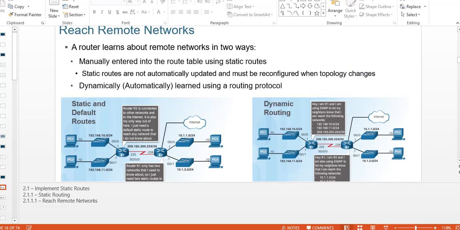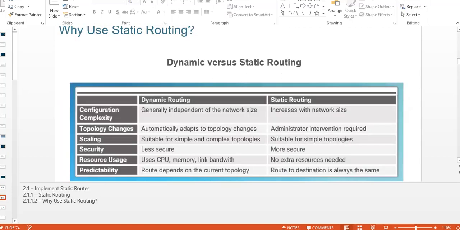A router learns about remote networks in two ways. Like I said, either the router learns the network manually, that is the administrator statically assigning the route to access those remote networks, or the routers can be configured so they negotiate and tell each other their routes. That's the dynamic routing information.